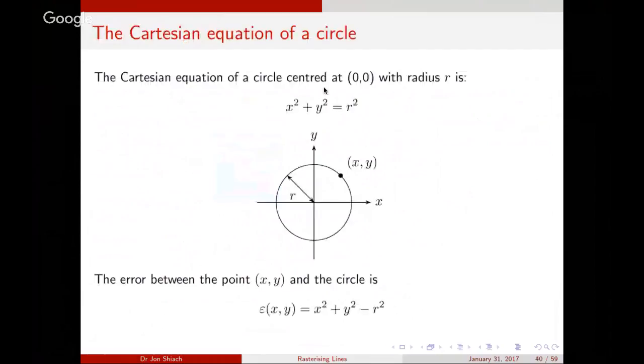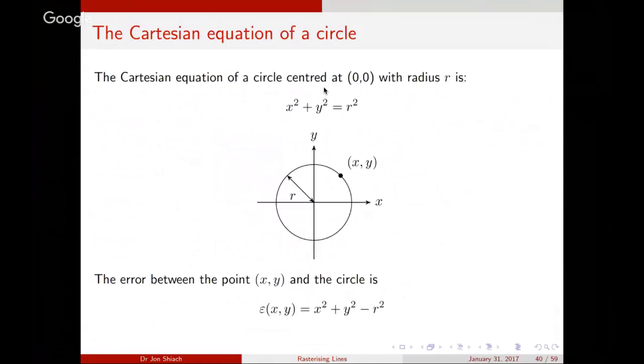Okay, so Bresenham's algorithm, as its base, used the Cartesian equation of the line. So the midpoint algorithm uses the Cartesian equation of the circle. A circle centered at the origin with radius r follows this equation: x squared plus y squared equals r squared. Essentially, Pythagoras' theorem, if you think about it.